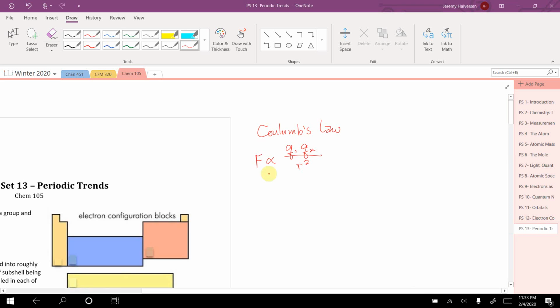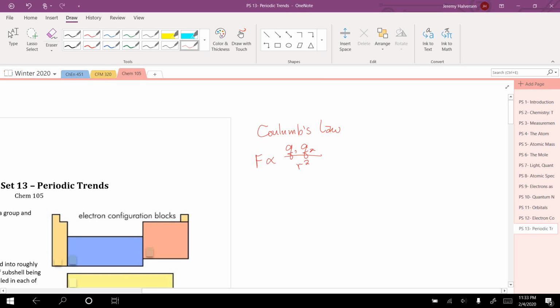Okay, so this proportional sign means that if you wanted to actually do math with this, you would need a constant, but we will not be doing any math with Coulomb's law. We'll just need to use it for conceptual understanding. And as a result, we're happy just leaving it with conceptual. So again, you're never actually plugging numbers into this equation. You just use it to understand.